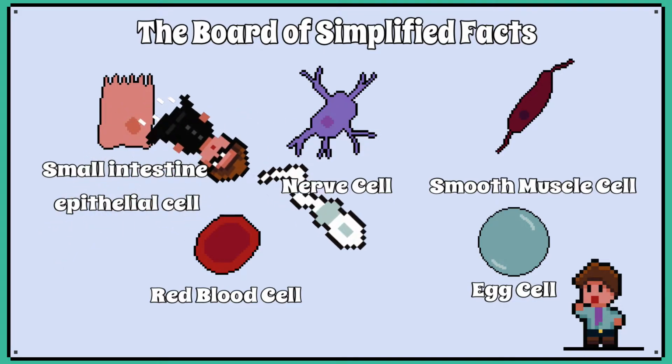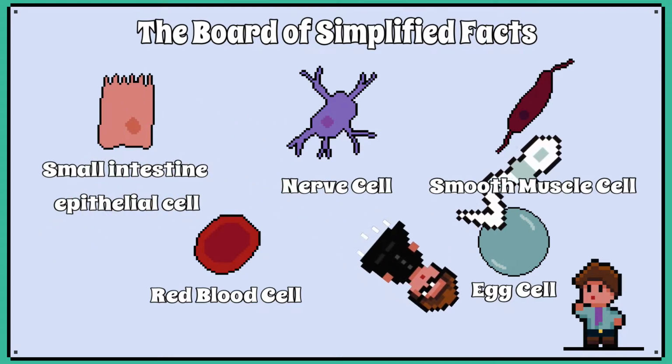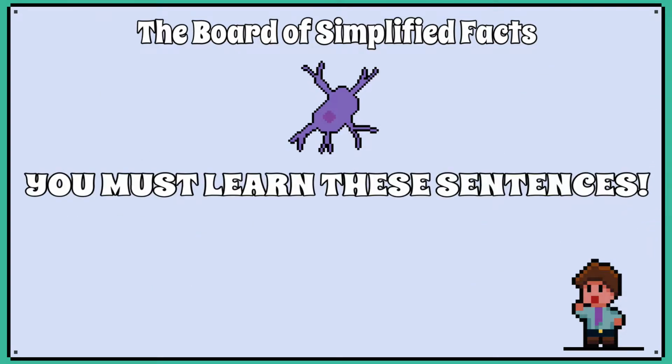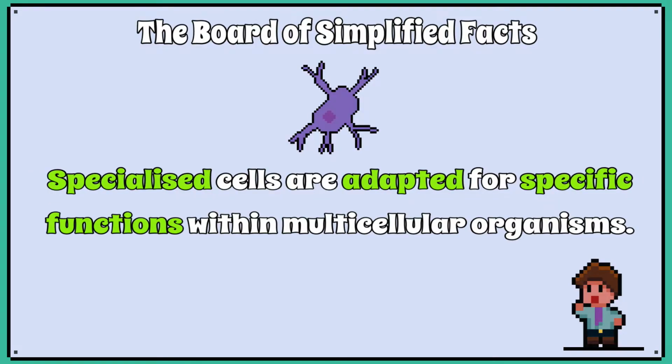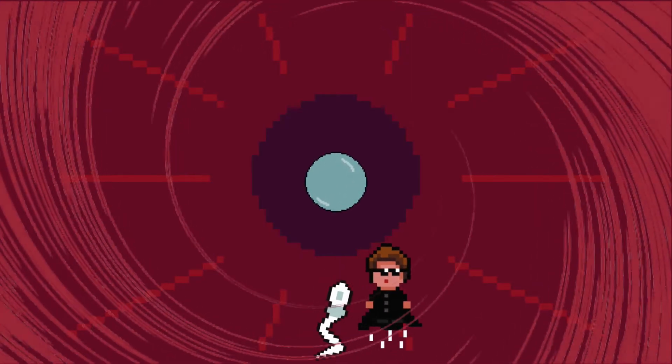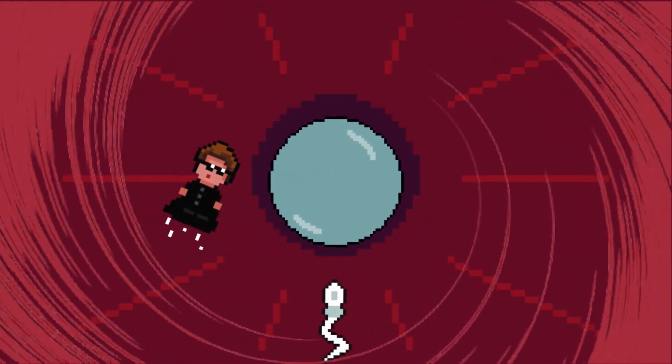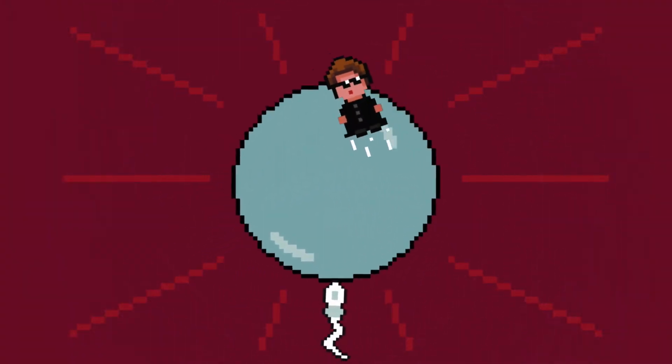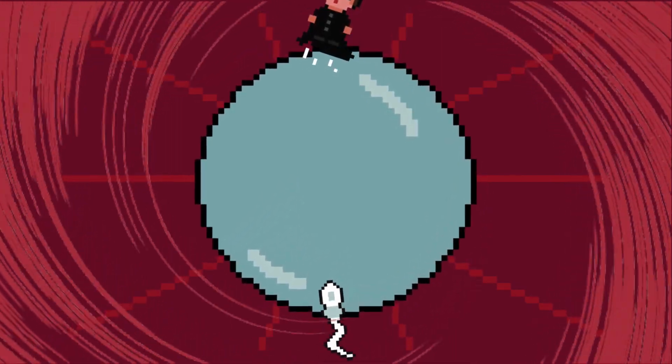Here are some examples of specialized cells that you would find in your body. They share many key features with the generic cell, but they have a few special adaptations. You must remember the following sentences when describing specialized cells. Specialized cells are adapted for specific functions within multicellular organisms. Specialized cells are more efficient in performing specific functions than non-specialized cells. Take a sperm cell. They have a strong tail for swimming the long distance to the egg in the fallopian tube where fertilization normally takes place.